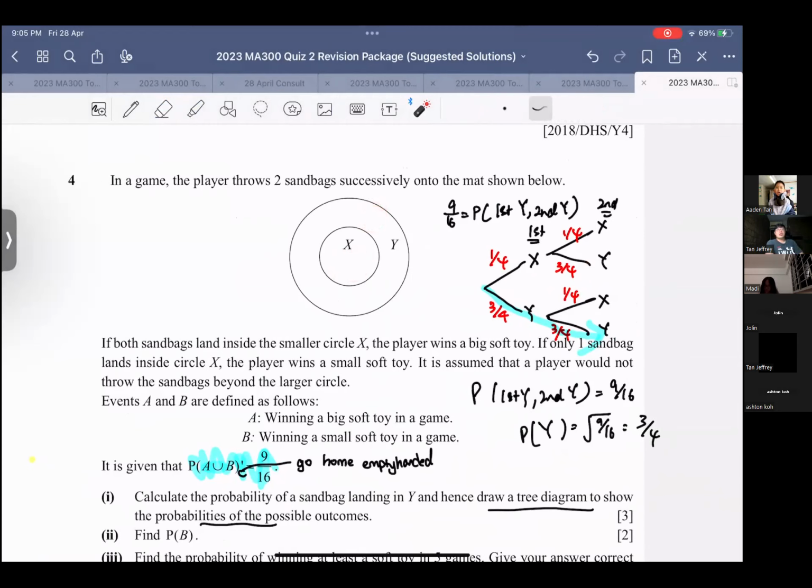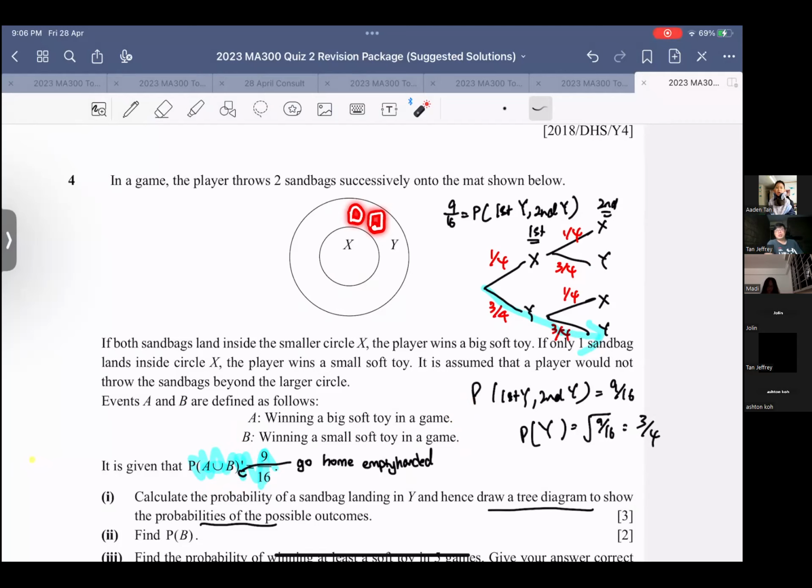So what is A union B prime? A union B prime basically means the opposite of winning big and winning small. What's the opposite of winning a big toy and winning a small toy? The opposite will basically be I'm a loser. I go back home empty-handed, without any soft toy. So for that to happen, it means that your A union B prime is YY. Both land inside the big circle. Both land in the donut.